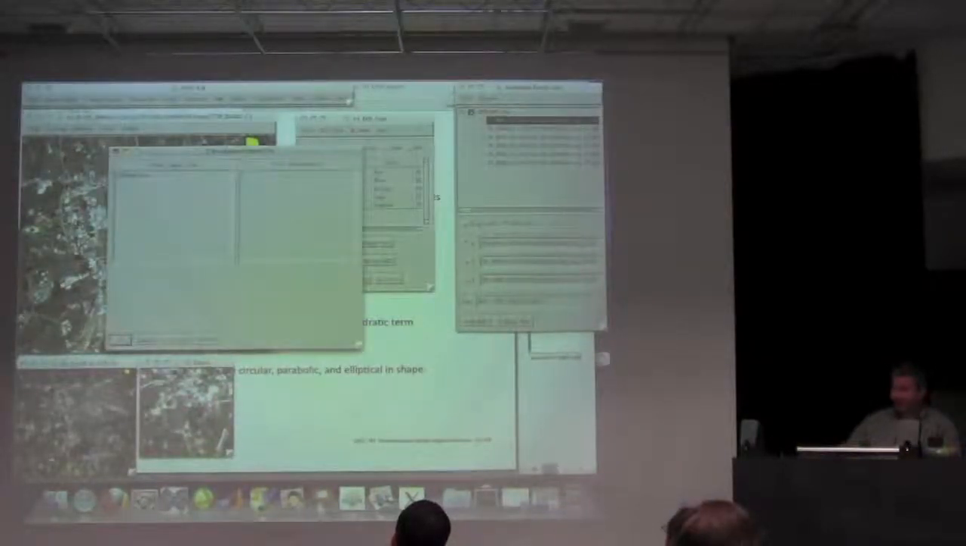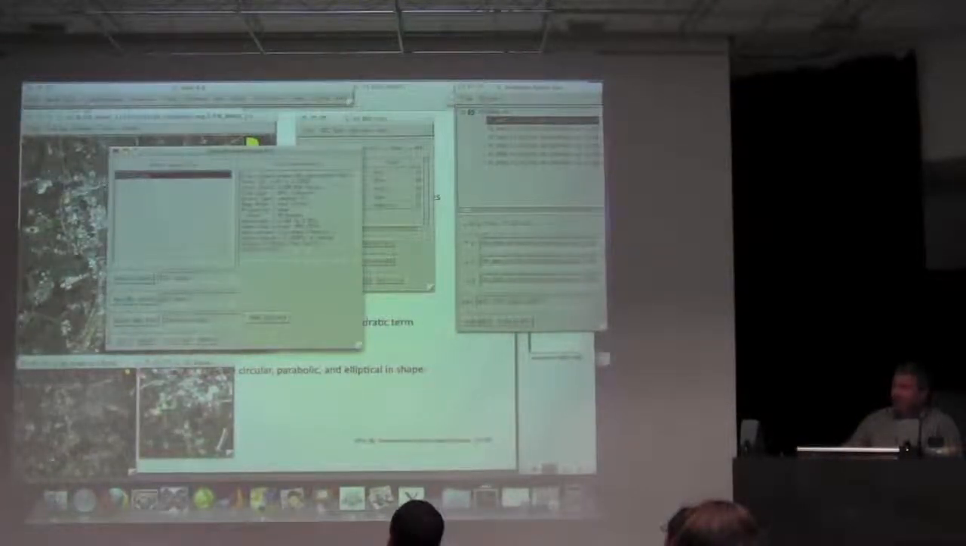All right, so maximum likelihood, Gaussian maximum likelihood. Choose the image. You can choose a spectral subset if you don't want to use all the bands. You'll wind up doing that in your case. Spatial subset is you don't have to do the whole scene. You can just do a part of the scene if you want to.